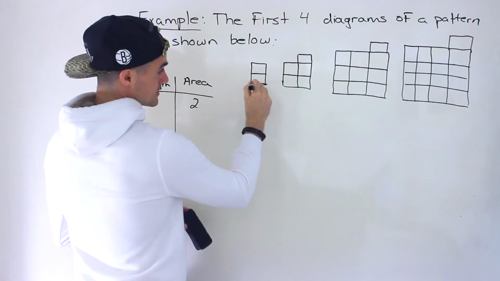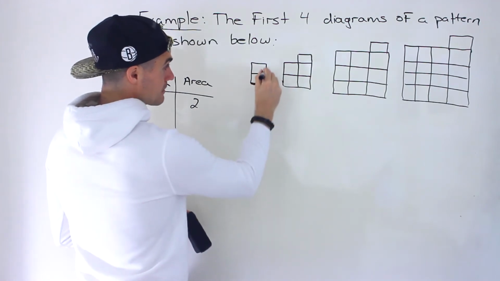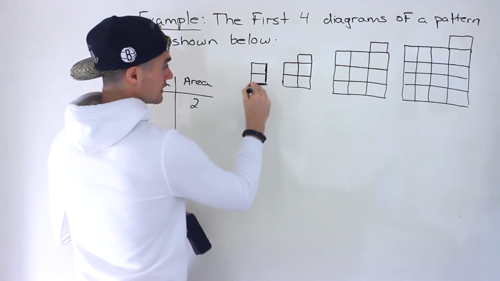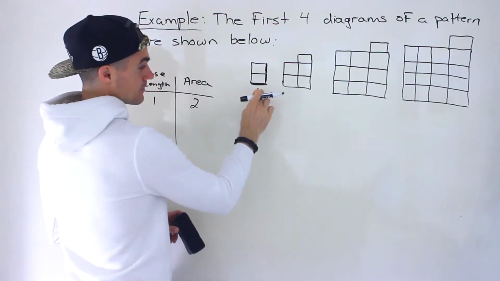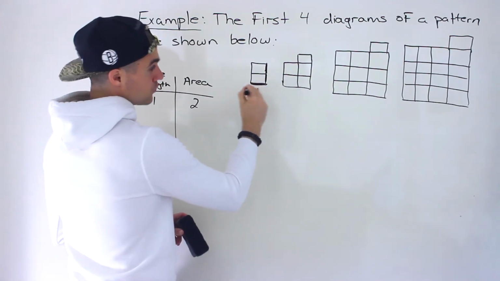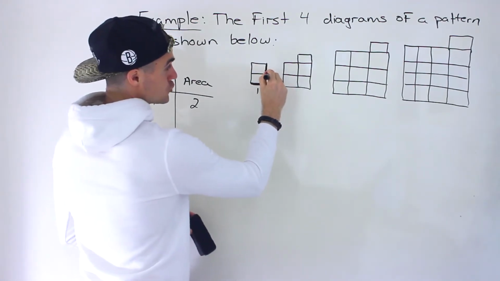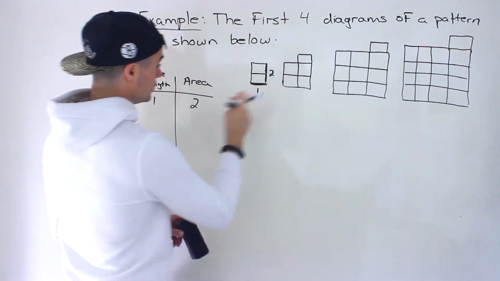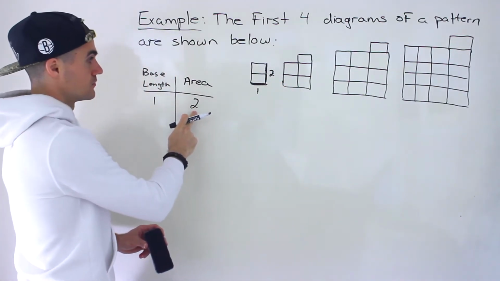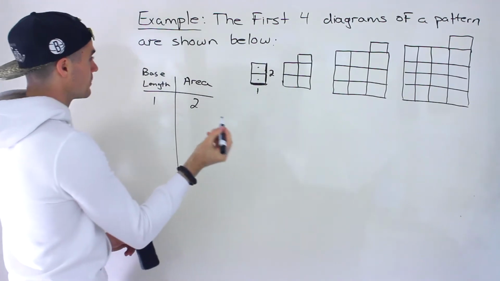Another way to look at it is length times width. Notice the length is 1 unit, and then the width is 2 units. So 1 times 2 gives us 2, right? Or another way is you could just sum the squares.